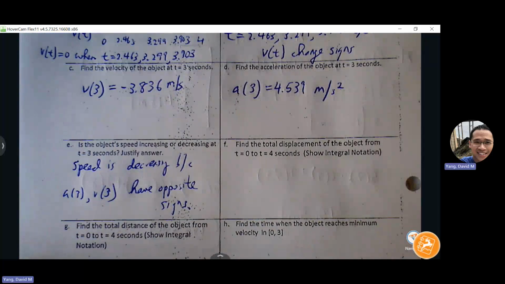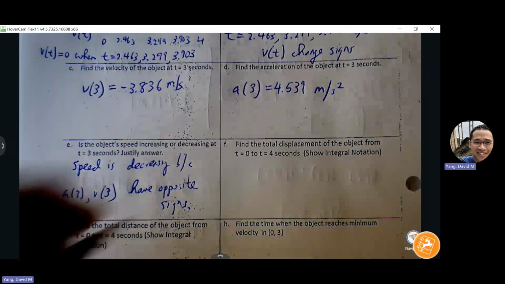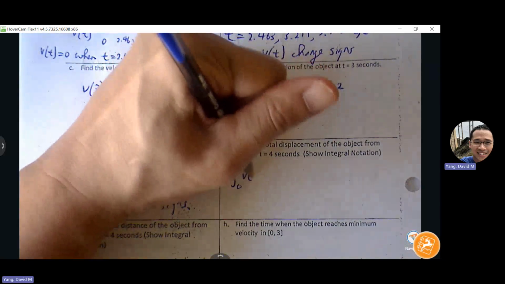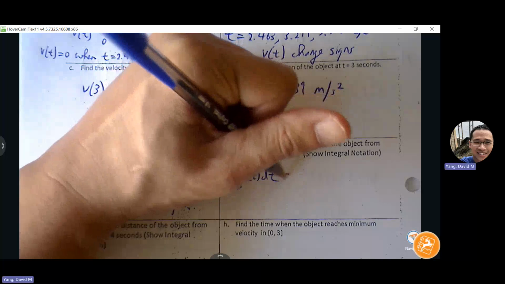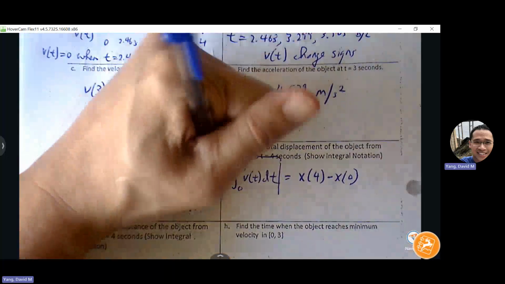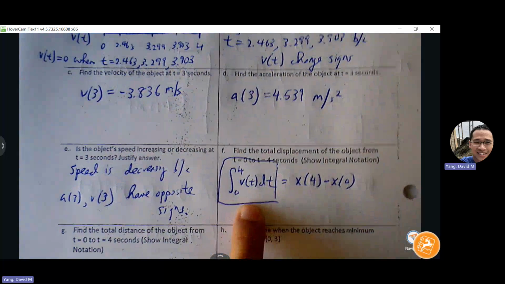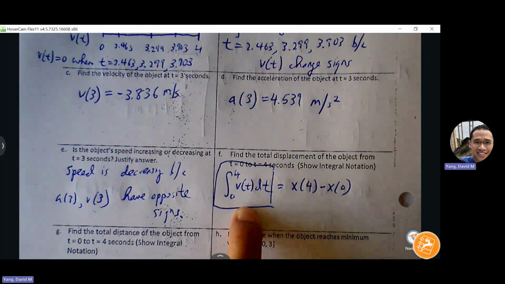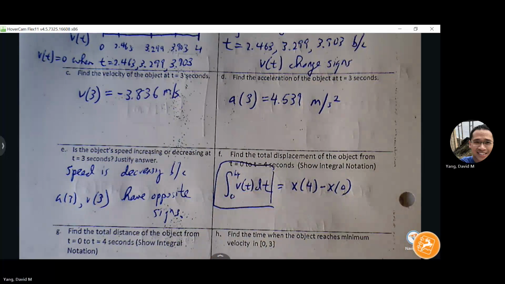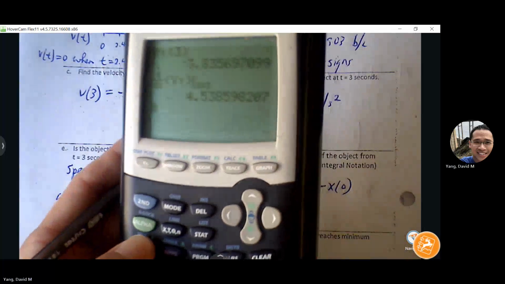Displacement. So displacement is just x of b minus x of a, which is the same thing as the integral from 0 to 4 of v of t. Right? If I can do this, then isn't this the same thing as x of 4 minus x of 0? It is, right? But I can just make the calculator do this calculation for me. The integral from 0 to 4 of my velocity function. So math 9.